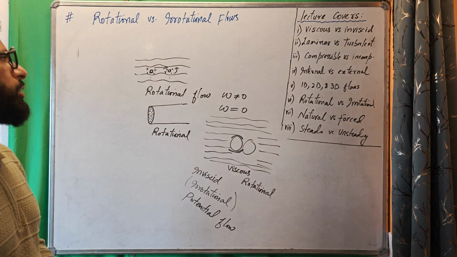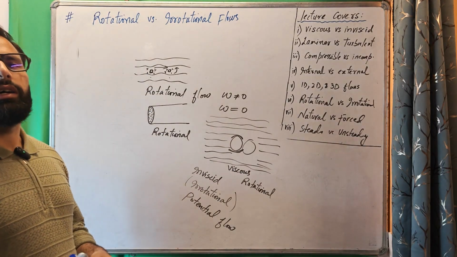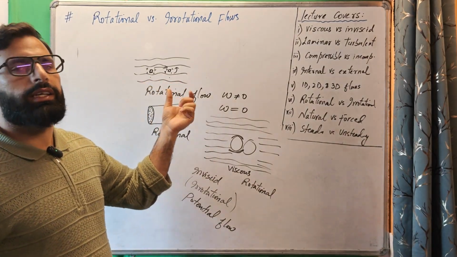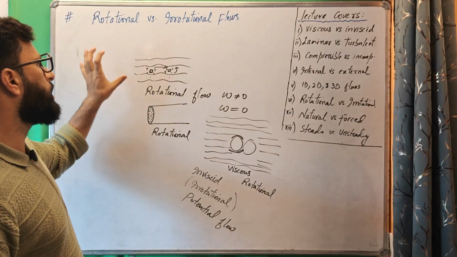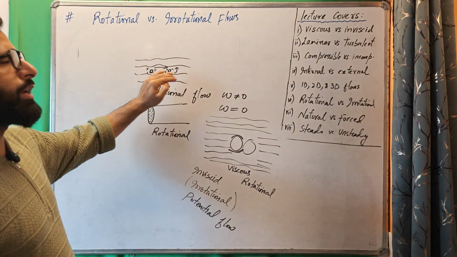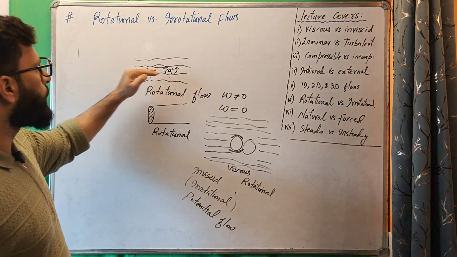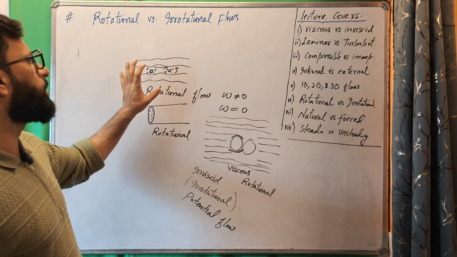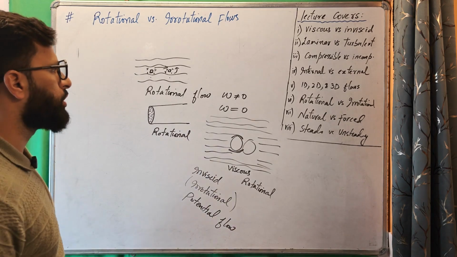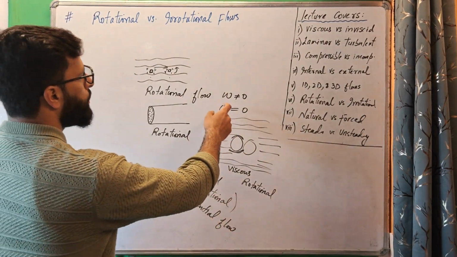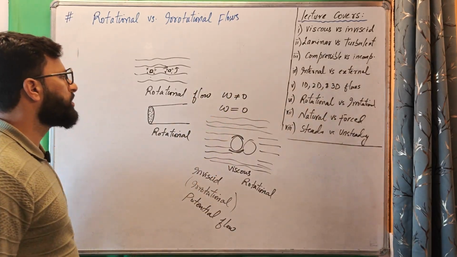So rotational versus irrotational flows: we distinguish them by seeing whether the fluid element we chose, any fluid element, just translates and does not rotate, in which case it is irrotational flow. If it translates as well as rotates, each fluid particle, we call it rotational flow. So for rotational flow, angular velocity will be non-zero, and for irrotational flow it will be zero.